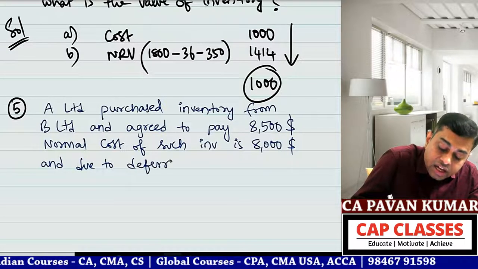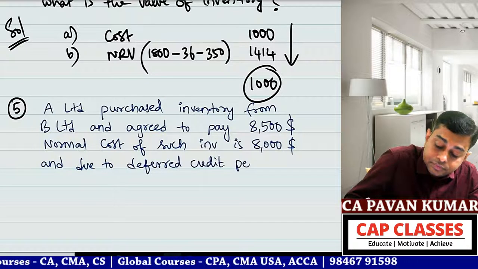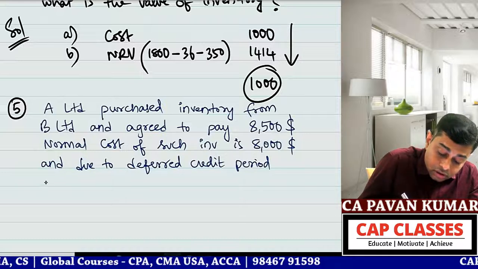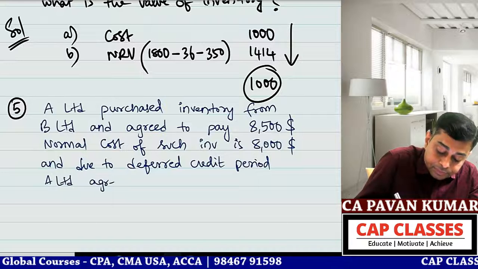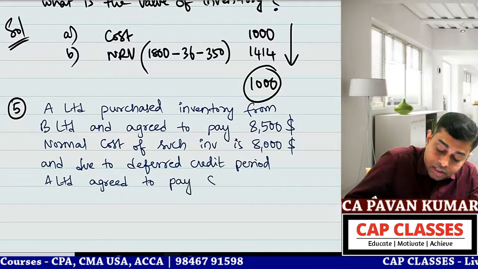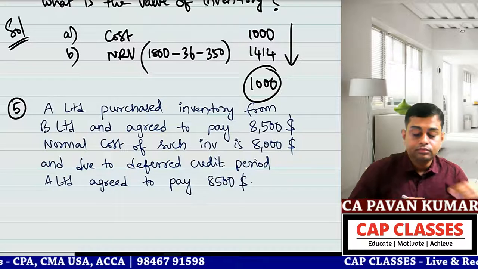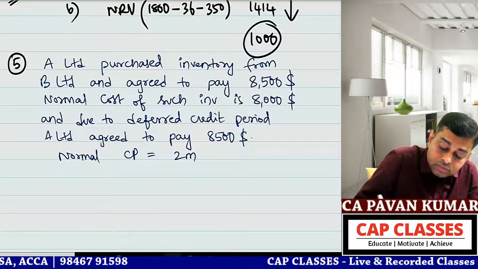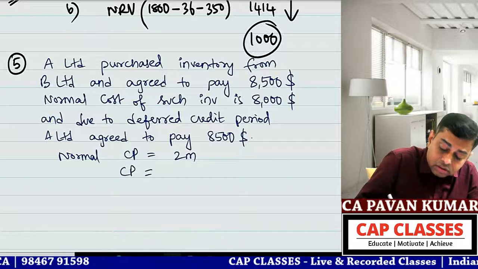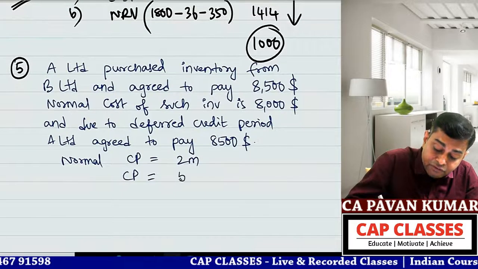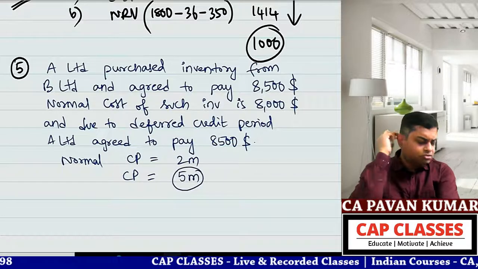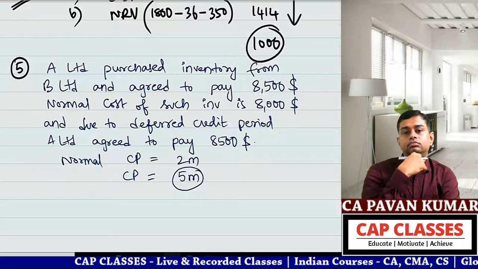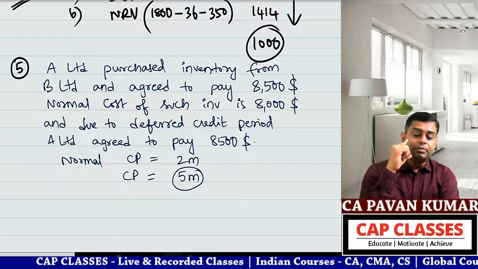due to deferred credit period, A Limited agreed to pay $8,500. So imagine the normal credit period is 2 months, but A Limited availed extended credit period. The actual credit period in this example, they have taken, say, for example, 5 months. Or you can write 8 months, 10 months, 12 months, 15 months, 20 months, whatever. Extended credit period, deferred credit period. So what is the journal entry?